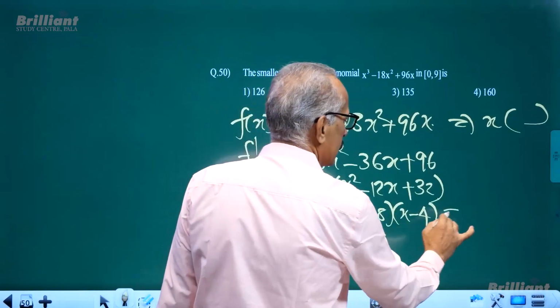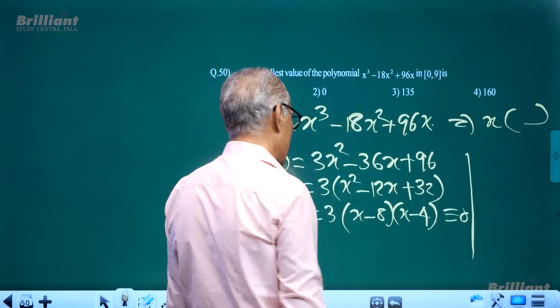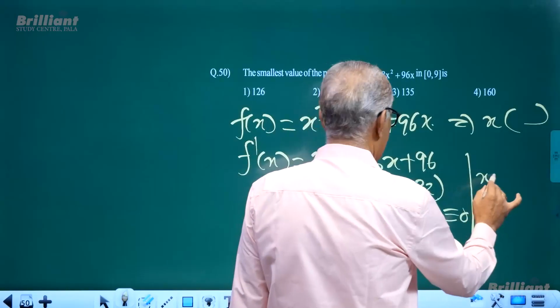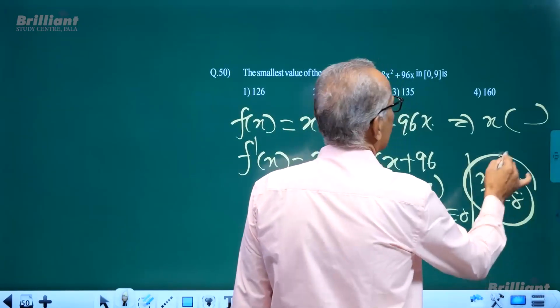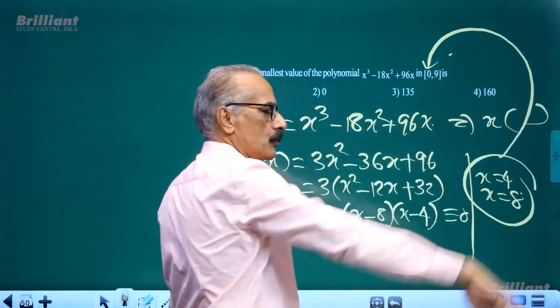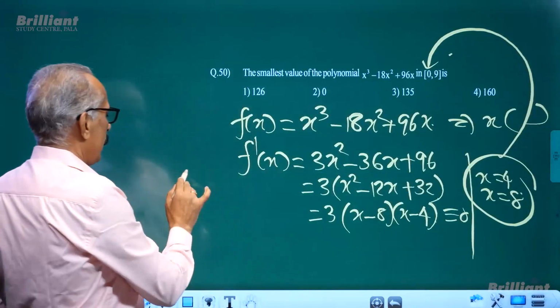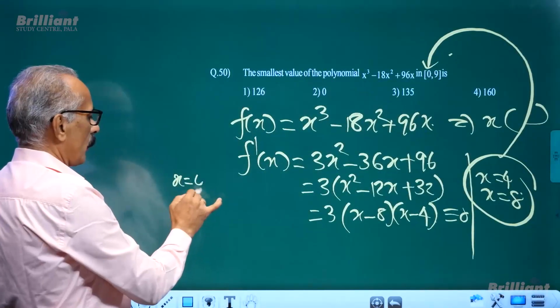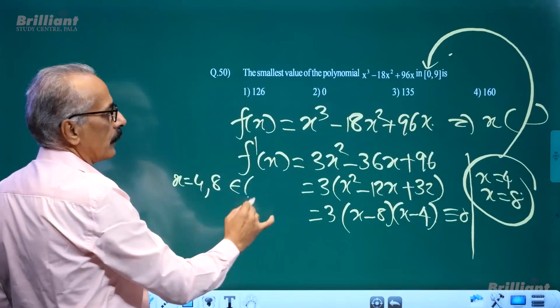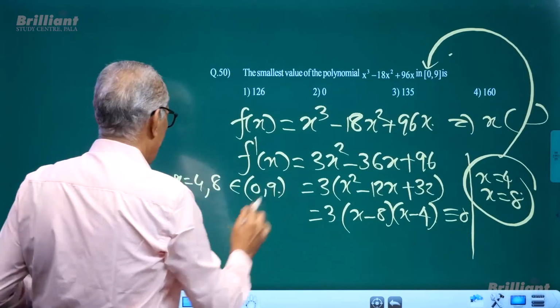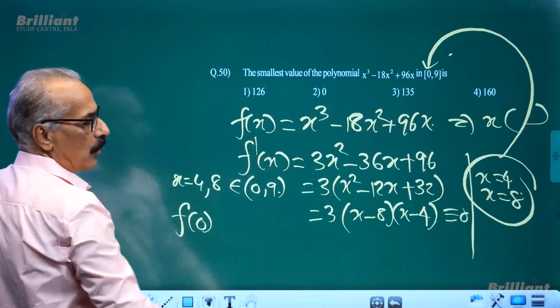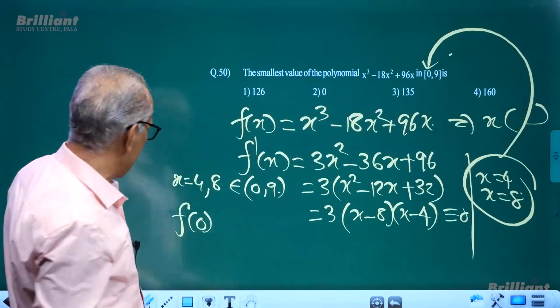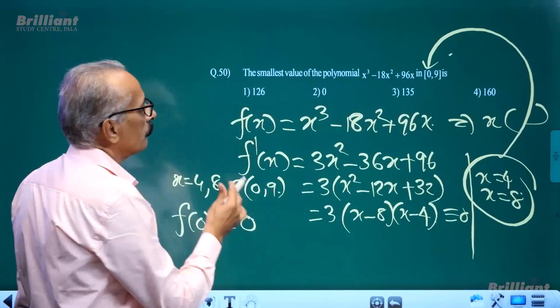So f dash x equal to 0 for both maxima and minima. So your x is equal to 4 and x is equal to 8. Both the values lie in the interval 0 to 9. So you have x equal to 4, 8. They belong to the interval 0 to 9. Now we calculate f of 0. The smallest is called the absolute maxima or minima. f of 0 is equal to 0.